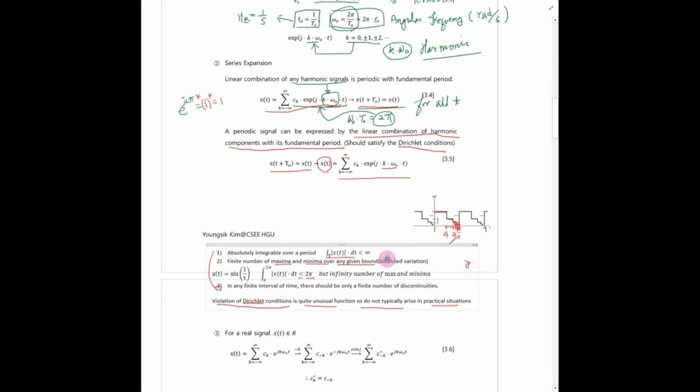Usual signals satisfy these three conditions. Okay. Now we would like to investigate a little bit deeper. Here is a periodic signal x(t), but it's a real signal.